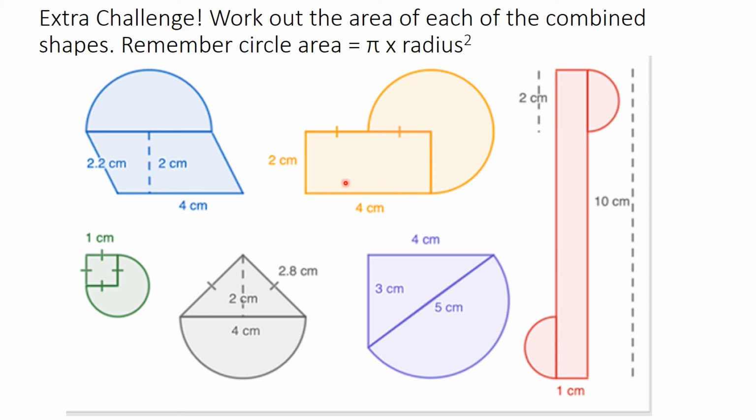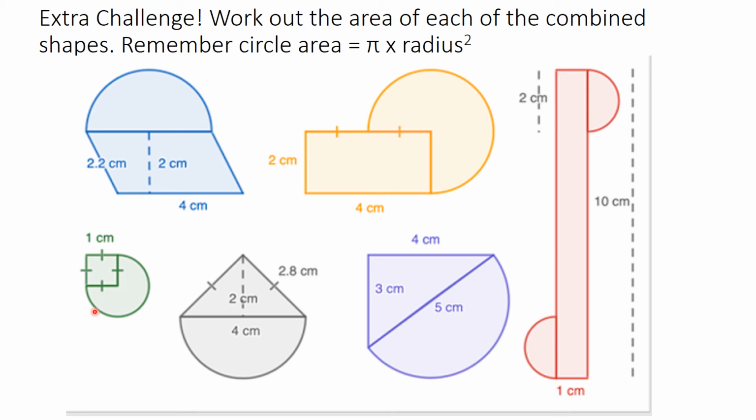For this orange one, we've got a rectangle and 3/4 of a circle. So the rectangle is straightforward, that's going to be 2 by 4. And then for the 3/4 of a circle, that whole distance is 4, so half of it must be 2, so the radius is 2. So you need to do pi times the radius squared, and then find 3/4 of that area. And then you're going to add that onto the rectangle area.